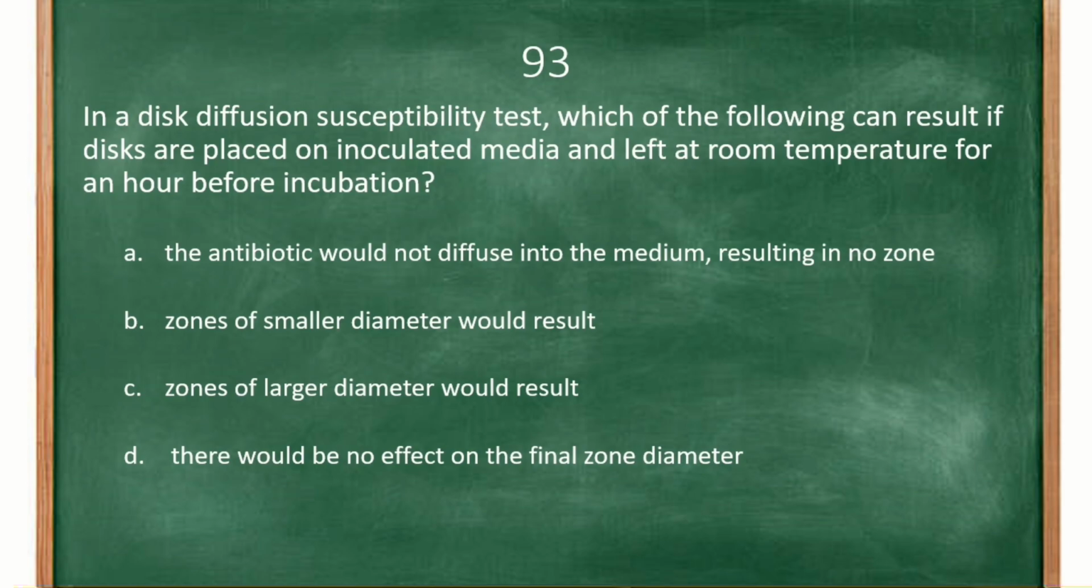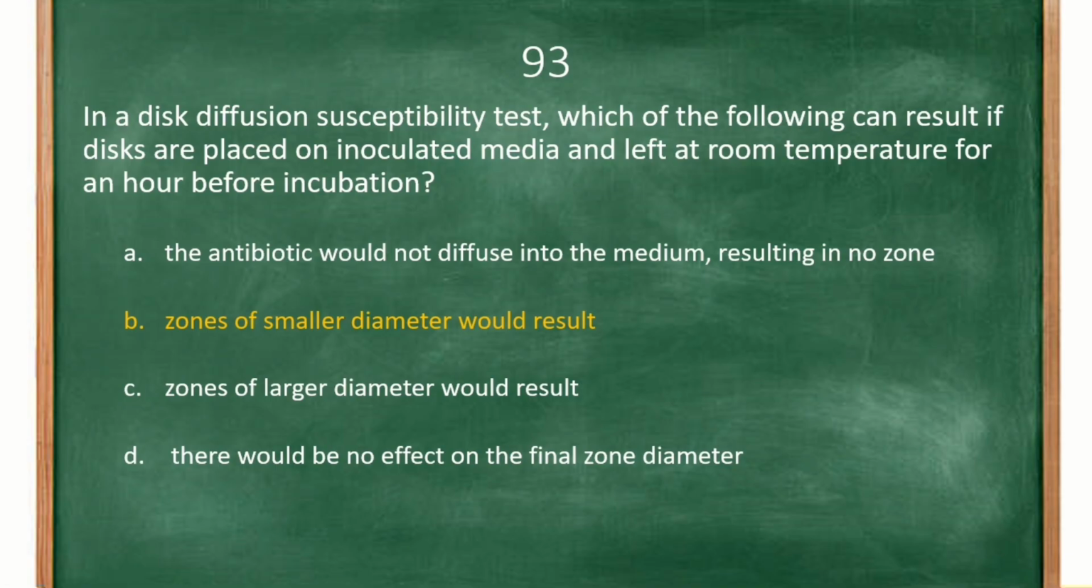So A says that the antibiotic will not diffuse into the media, resulting in no zone. Then B, zone of smaller diameter will result. C, zone of larger diameter will result. And then D, there will be no effect on the final zone diameter. Okay, so the answer I chose here with my reason is option B, zone of smaller diameter.